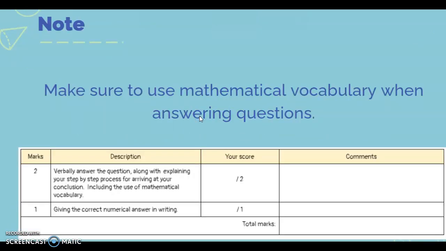All questions but one will be graded out of 3 points. 2 points for your verbal answer of the process, including mathematical vocabulary, and then 1 point for the numerical answer in writing.